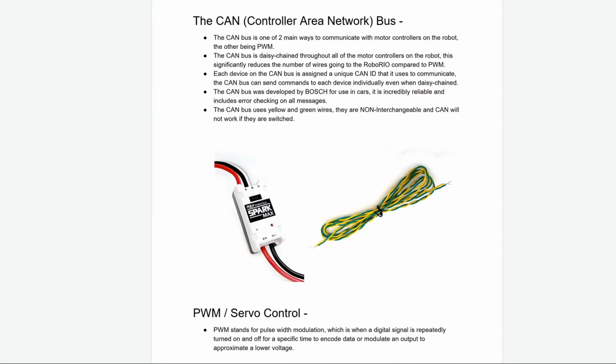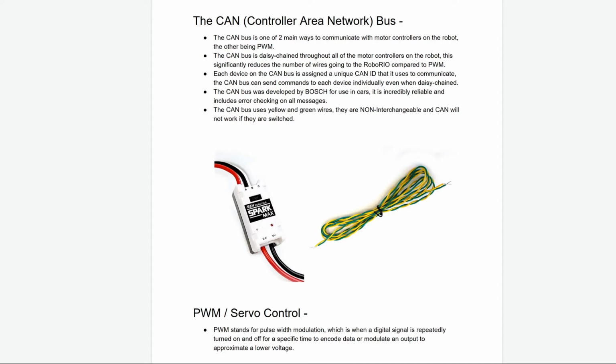CAN is the main way that the RoboRio controls all the other motor controllers, PDP, and gets data from the robot. It's the main way that we communicate locally on the robot. It was originally developed for use in cars and still is in pretty much every single modern car today. It can be daisy chained, which means you can go from your motor controller, daisy chain it to another controller, daisy chain it to another. You don't have to run individual wires. You can just connect them all into a big chain.